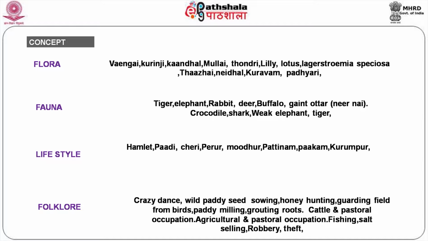We talk about fauna: tiger, elephant, rabbit, deer, buffalo, giant otter, crocodile, shark, elephant, tiger, again the tiger as well. But all these fauna are there. I mean, it's a generation, even our human beings are there from those days. So you cannot say the tiger was there and now it is not. But how was it there? What was their lifestyle? Their lifestyle was basically hamlets: their Padi, Cheri, Parur, Mudulu. These are all different words for their hamlet.